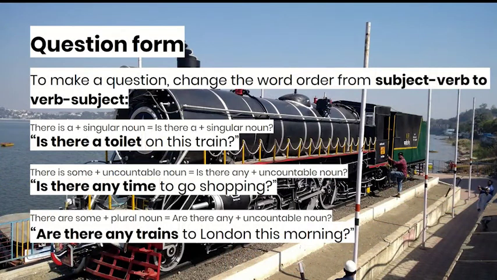For a question form of there is and there are, again, to make a question, what you just have to do is to change the word order from subject verb to verb subject. So here's the format. You could say there is a plus singular noun would be is there a plus singular noun. So, example, is there a toilet on this train?